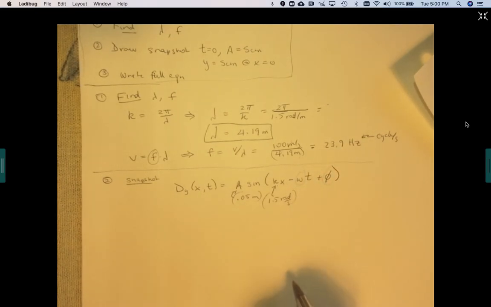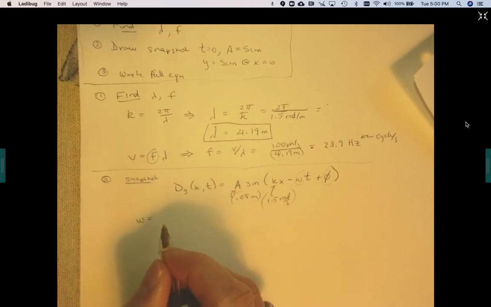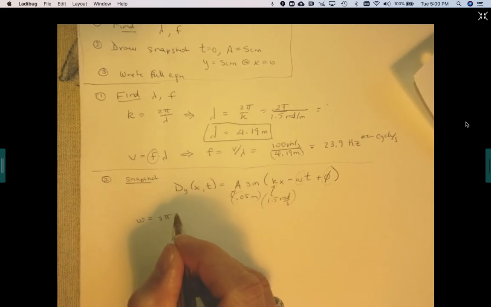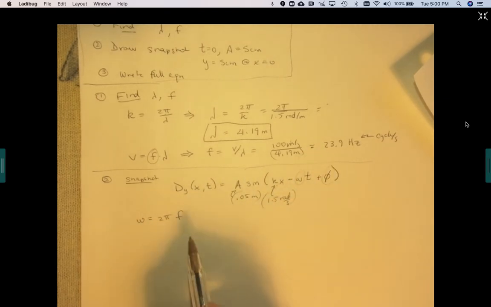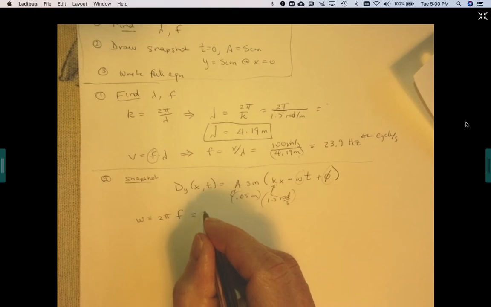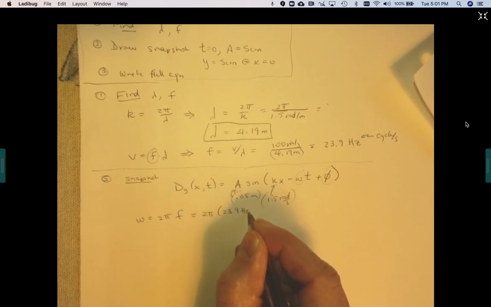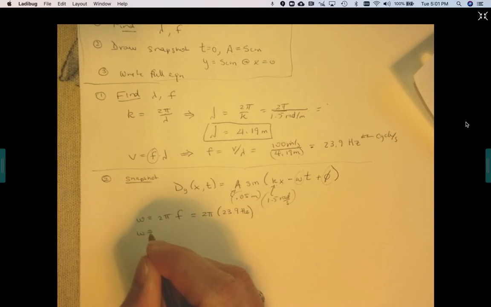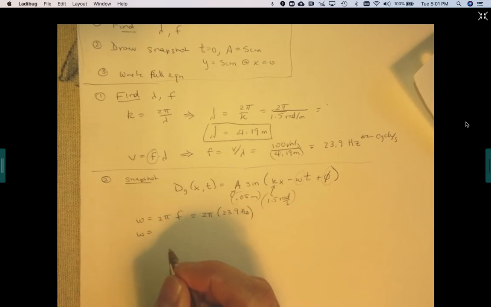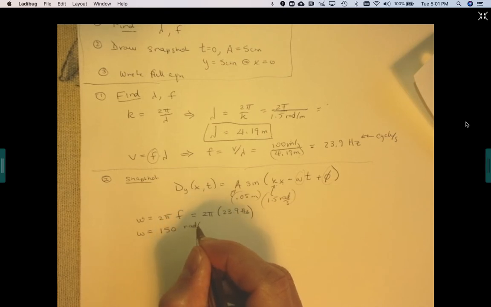So omega is the most straightforward. The relationship, omega is angular frequency, so it's 2 pi times the regular frequency, which we just found. Okay, so it's 2 pi times 23.9 hertz. And again, I calculated that already. I got 150, if we round it to 3 sig figs, radians per second.